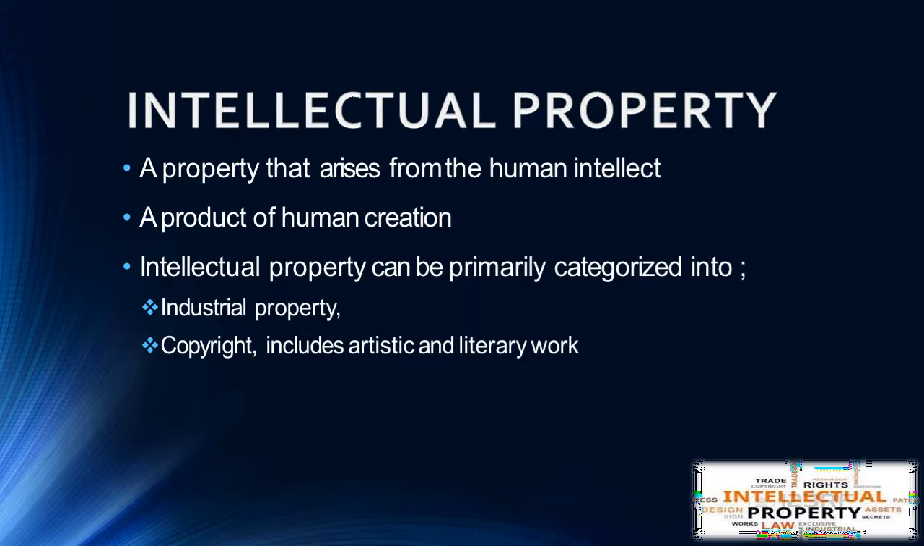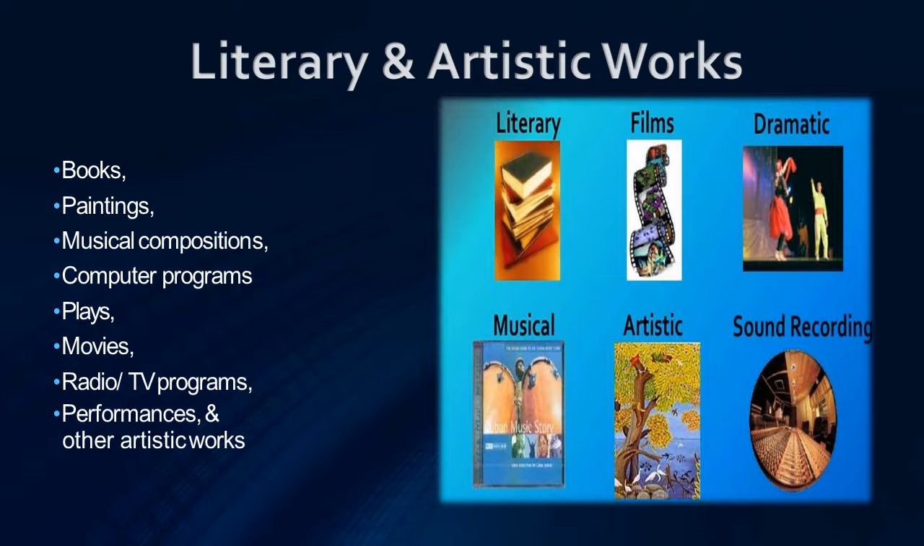First of all, what is intellectual property? A property that arises from the human intellect, that means human intelligence, the mind of the human, and the creation of the human, a product of human creation. Intellectual property can be primarily categorized into two kinds: industrial property and copyright, that includes the artistic and the literary work. If we talk about literary and artistic works, it includes books, kind of a book.